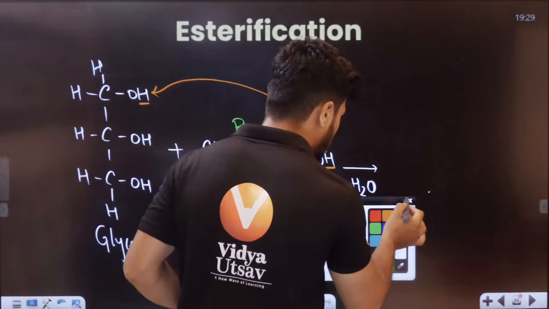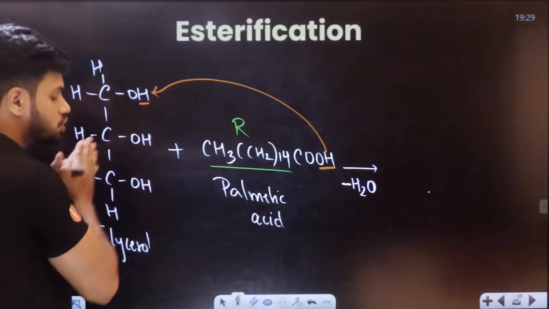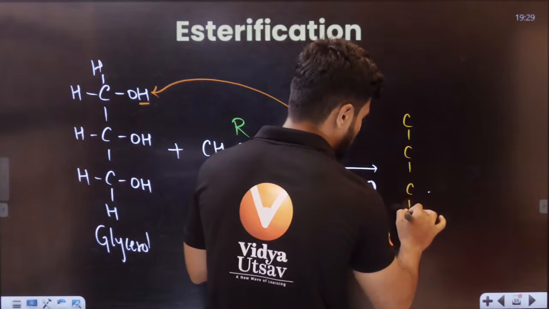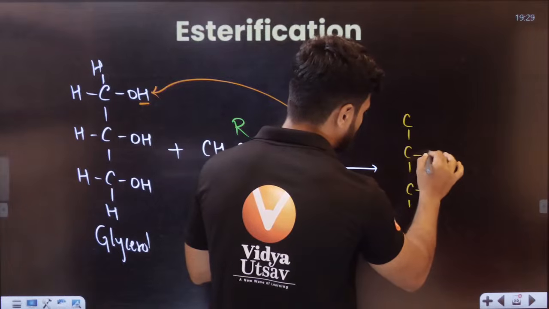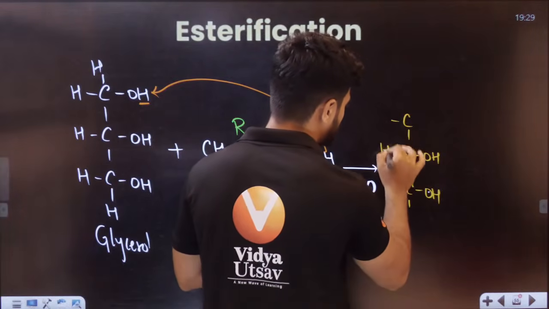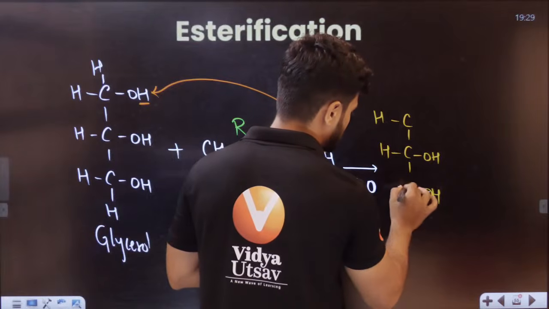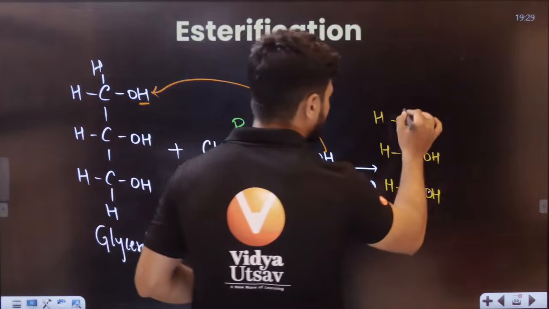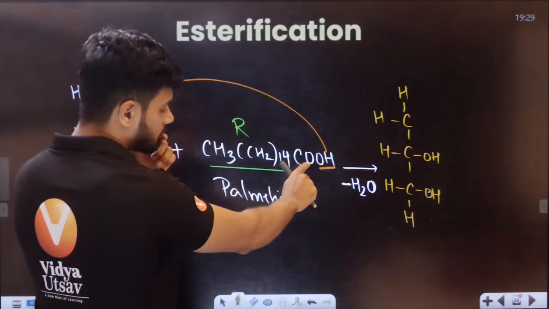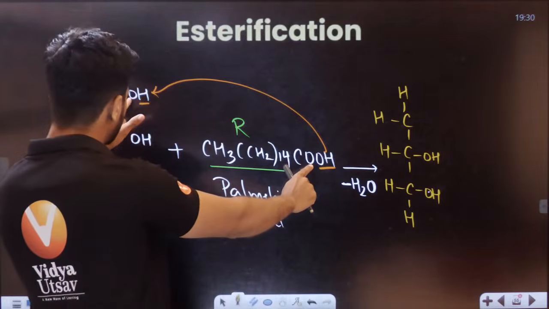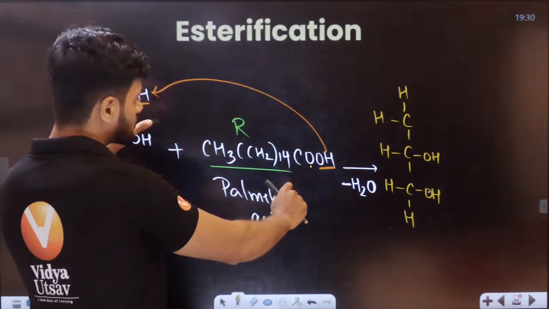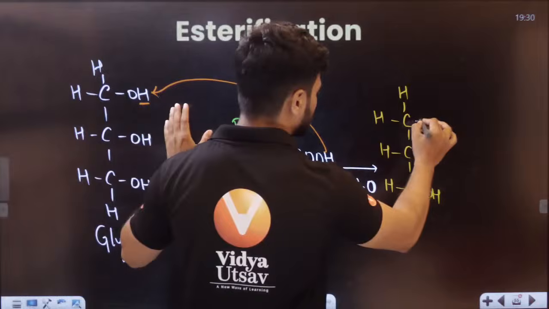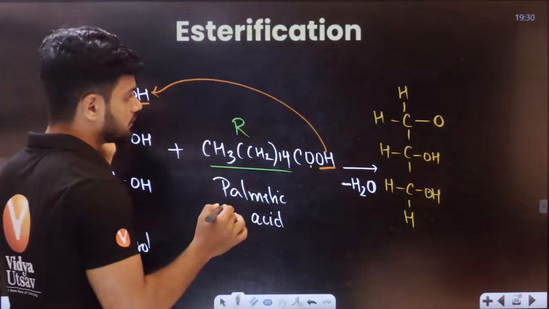So once you remove water, students, what do we get? Once you remove this entire water, we can join these two molecules. Yes or no? So let's say carbon, carbon, carbon. Here we have OH. Here we have OH. And here we have H, H, H, and H. Now, students, what do we have here? We have oxygen here. Oxygen is here, students. So this was the only oxygen left.